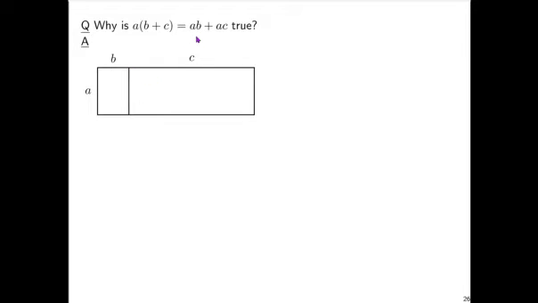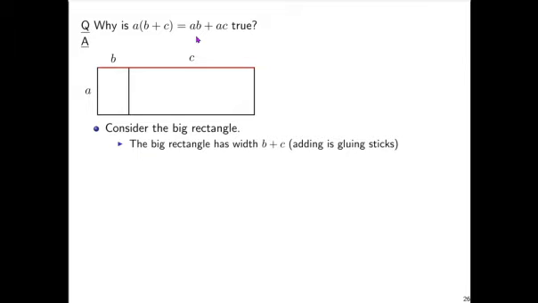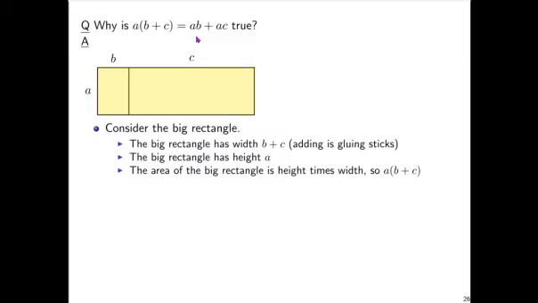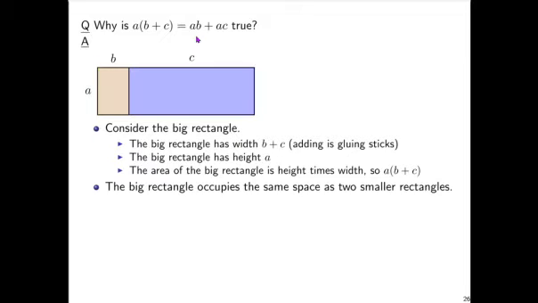And we can talk about this area a new way. First of all, let's make sure that this big rectangle has a width of B plus C, since adding is gluing sticks. The big rectangle has a height A. So the area of this big rectangle, all of what's highlighted in yellow, is height times width, so it's A times quantity B plus C.